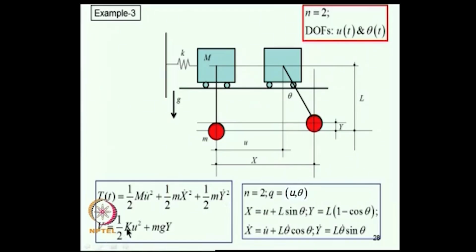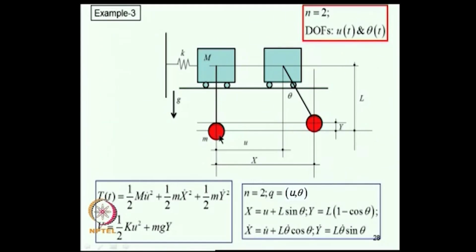The potential energy is the one that is stored in the spring and the work done by gravity on moving this mass by this distance, and that is given by half k u square plus mgy. Now, it has 2 degrees of freedom. In this expression I have 3 variables u, x and y, but actually x and y are not independent. There is a constraint because the length of this chord remains unchanged, therefore, I should use that.